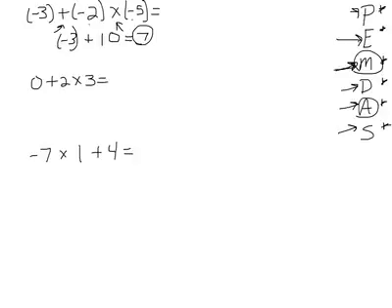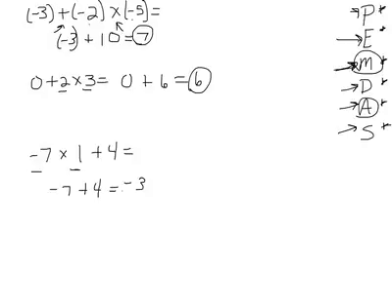The second example, I have 0 plus 2 times 3. Again, I have a choice. Addition, multiplication. Multiplication comes first. So 2 times 3 would be 6. 0 plus 6 is 6. The third example, multiplication over addition again. A -7 times a +1 would be -7. I'll add 4 to that, and I will get a -3.